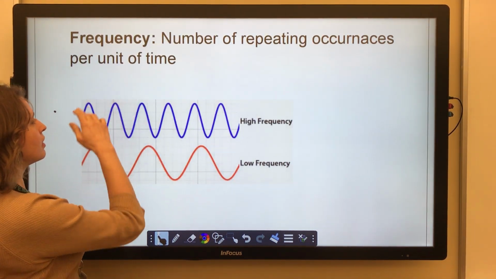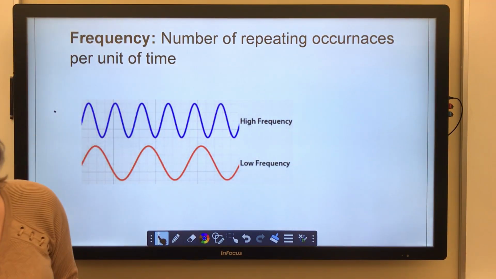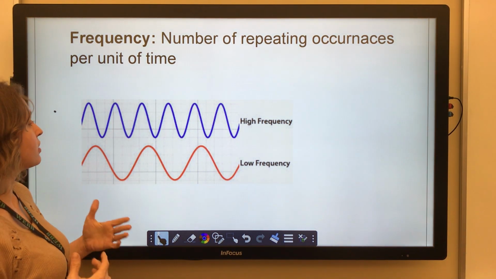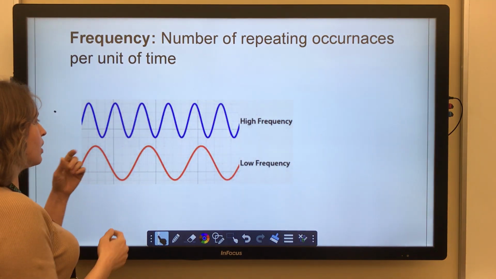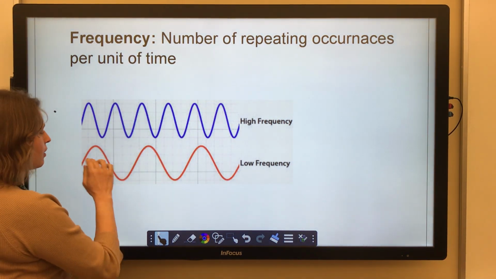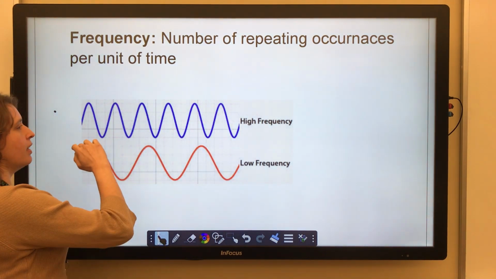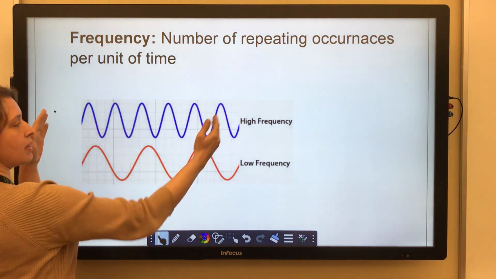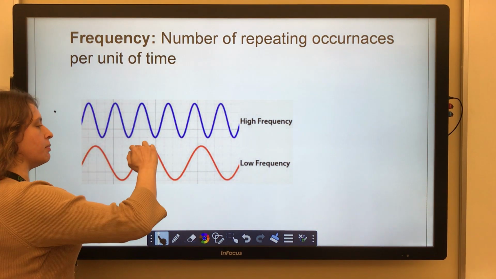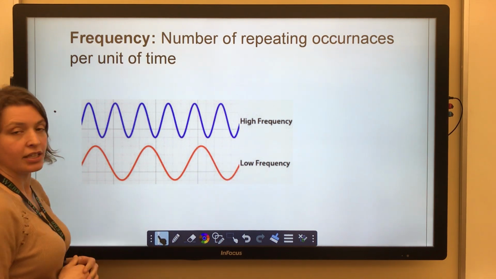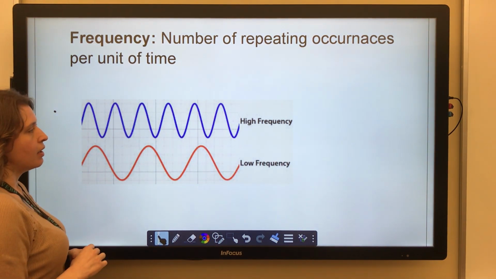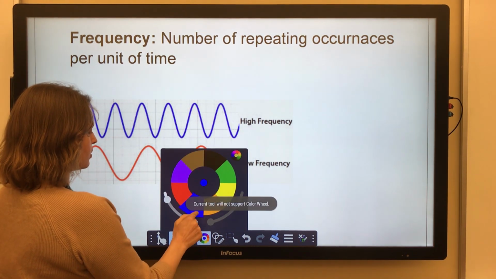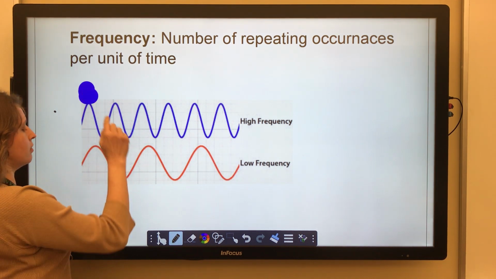All right. The other descriptor we might see dealing with waves would be frequency. Frequency is basically the number of repeating occurrences per unit of time. So if it takes, say, 1 second for this wave to oscillate back and forth, this would be a higher frequency because I get many more oscillations in a given time period. And this would be a low frequency because I have fewer complete oscillations in a given time period. So notice that the frequency must be inversely related to wavelength.